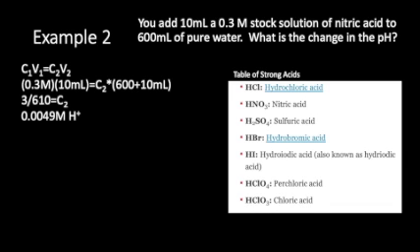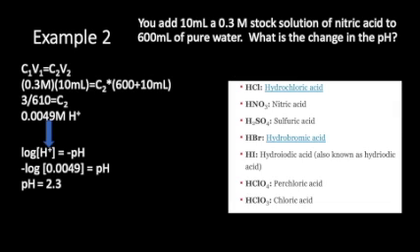And then we know that the final volume is the sum of the water and the nitric acid making up the solution. So we find the concentration, and we plug that in to our formula. We get that the pH is now 2.3, and to find the change in pH, we do 7 minus 2.3 equals a 4.7 drop in pH.